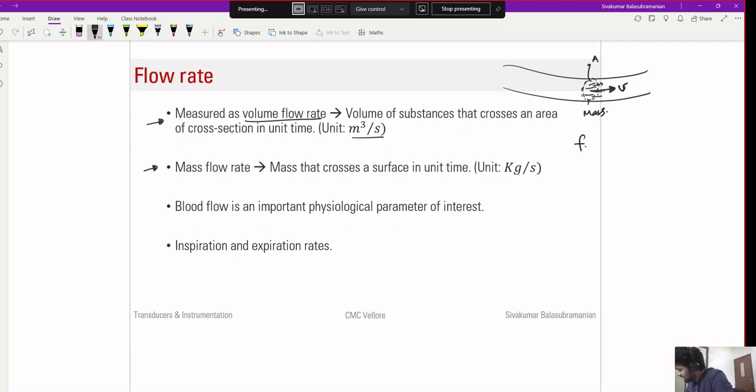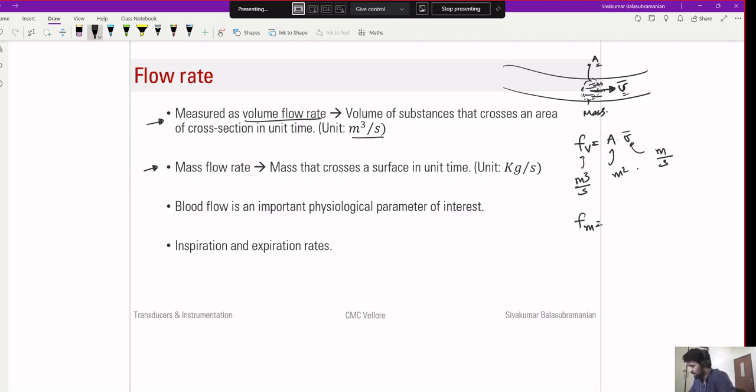What is the volume flow rate now? How will you compute the volume flow rate Fv, knowing A and the mean velocity of the fluid? A into V, sir. Right. So A into V bar will give me the volume flow rate. Are the units correct? The unit here is meter cube per second. What is the unit of velocity? Meter square into meter per second. Yes, sir. Velocity is meter per second. This is meter square. So the units are okay.